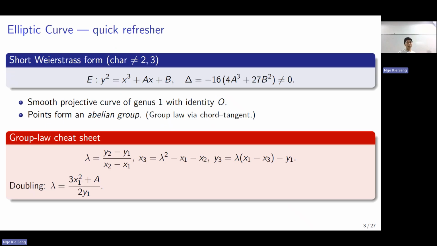Okay, first a quick refresher. Almost all elliptic curves can be simplified to such an equation: E is y squared equals x cubed plus ax plus b, with the discriminant as this one. It is a smooth projective curve with genus 1, which means that you have one hole, with the identity being the point at infinity. We have learned about the group law. Points on this curve form an abelian group, no matter if you define it on a finite field, on rational numbers, or even on real numbers.